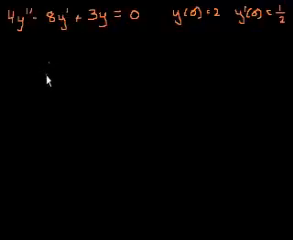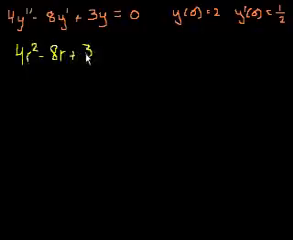But in this video, I'm just going to show you literally how quickly you can do these type of problems mechanically. So if this is our original differential equation, the characteristic equation is going to be, and I'll do this in a different color, 4r squared minus 8r plus 3 is equal to 0. And watch the previous video if you don't know where this characteristic equation comes from.